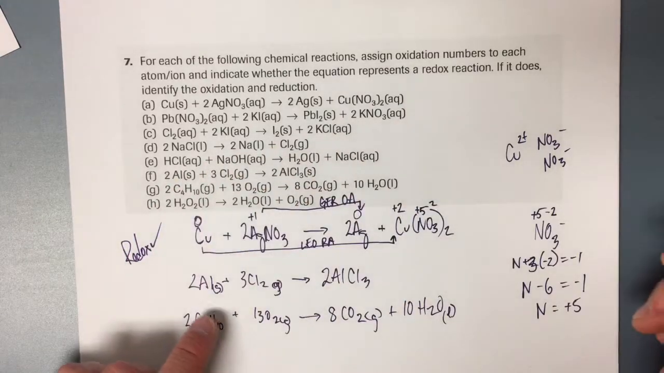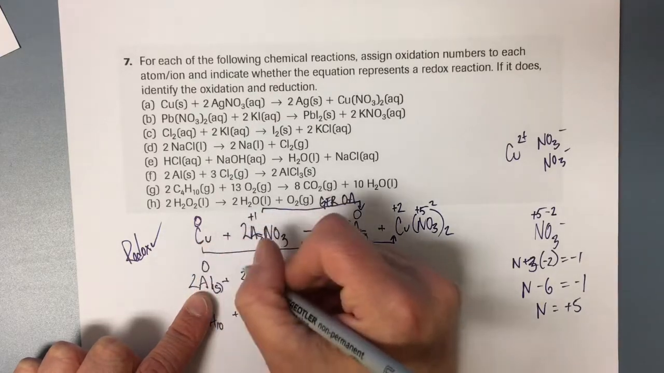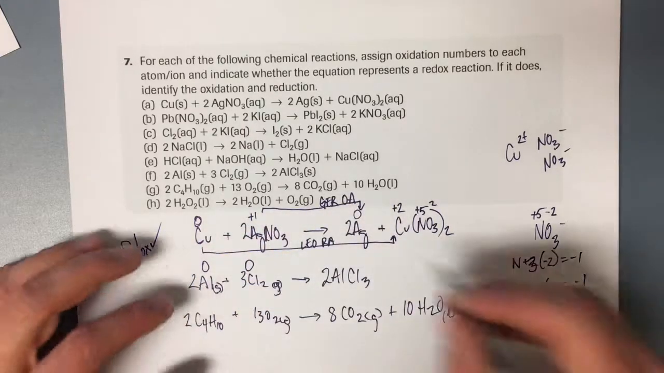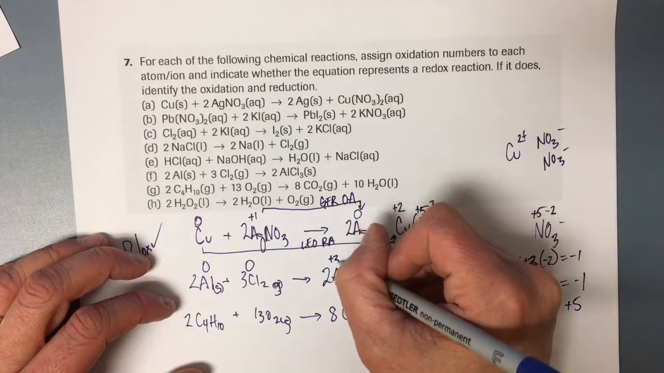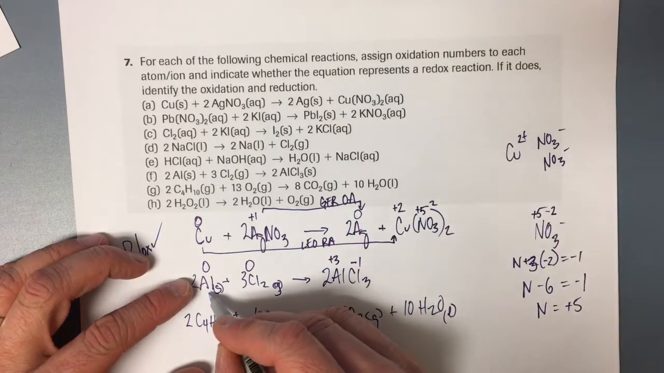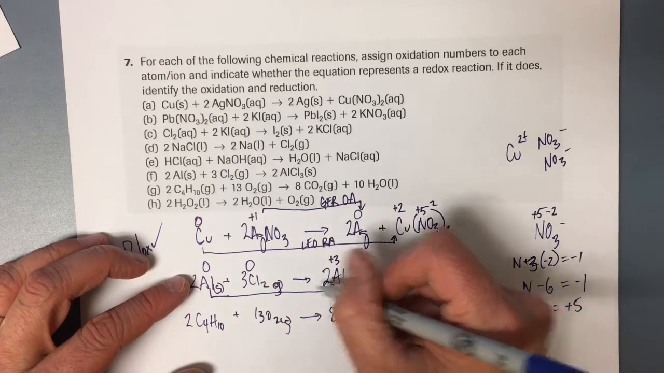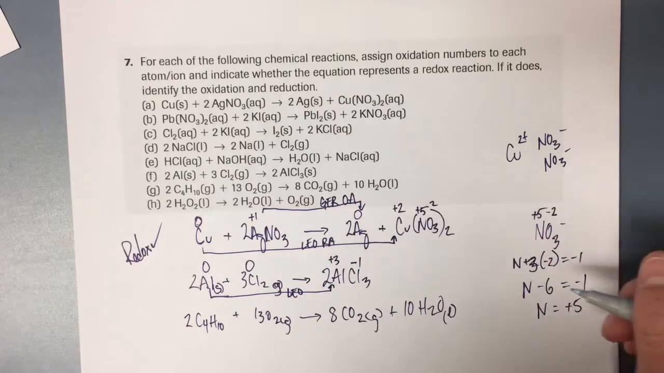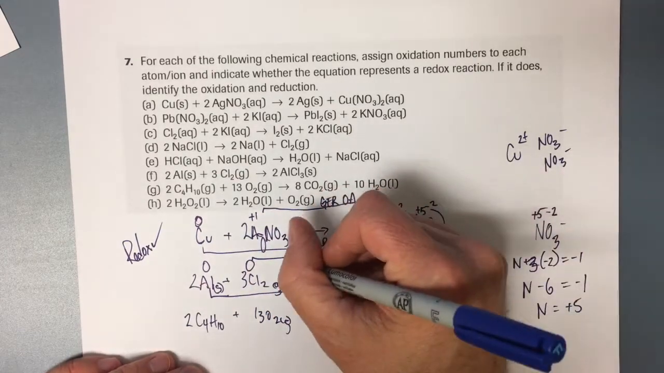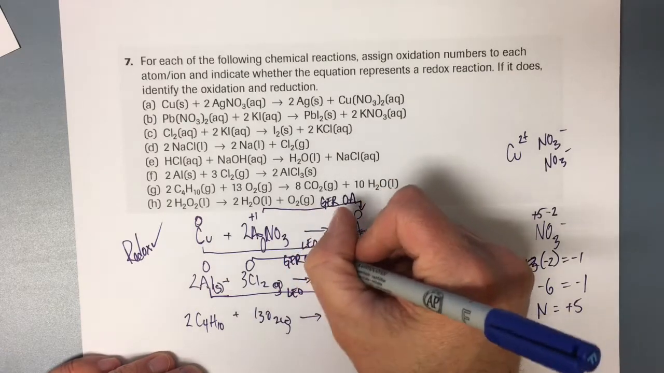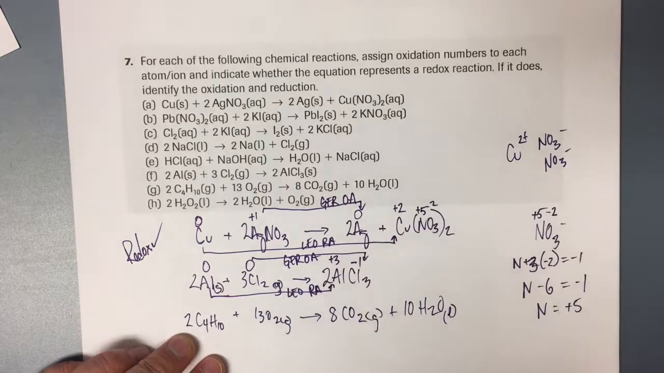Here, this has aluminum and chlorine. So these are both elements, so they're both 0. Chloride, though, has a -1, and this is an aluminum with +3. So you can see that aluminum is going from 0 to +3, so it has to lose electrons and be oxidized, whereas the chlorine is going from 0 to -1. That's the gain of electrons or reduction. So chlorine is my oxidizing agent, and aluminum is my reducing agent.